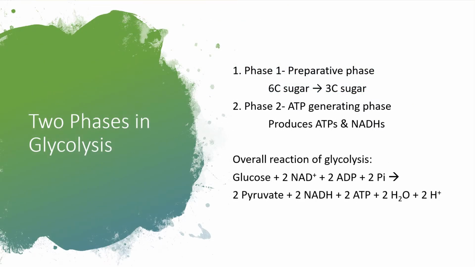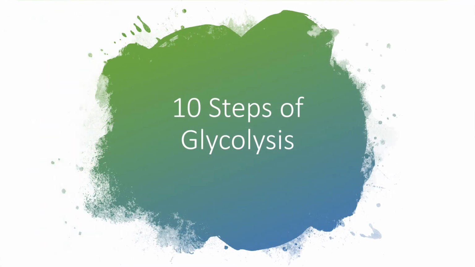There are two phases in glycolysis, which are phase 1, the preparative phase, and phase 2, the ATP generating phase. Now, let me explain the 10 steps of glycolysis.